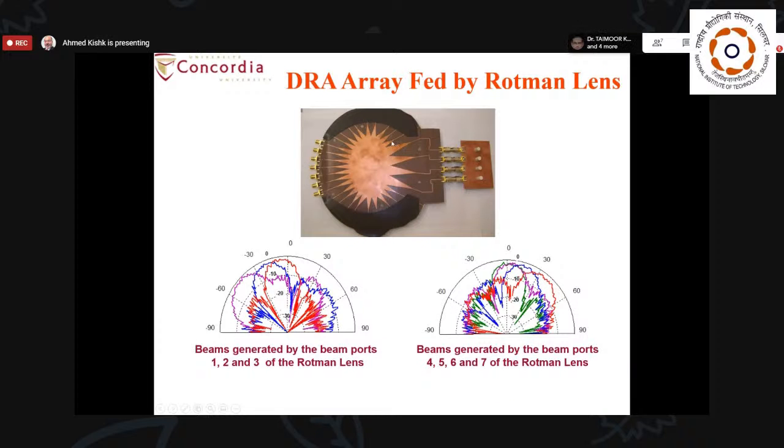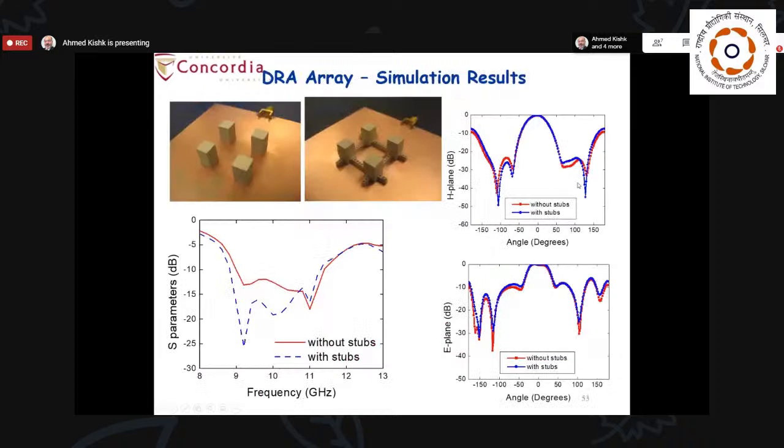And this is a Rotman lens. Again, we can have scanning for this array. Here we have 7 inputs. That means we can have 7 different beams from these 4 elements.